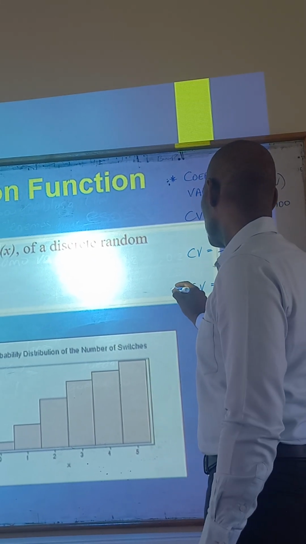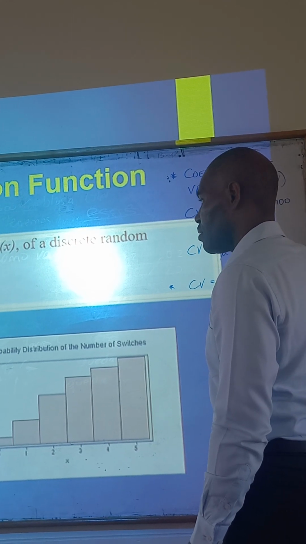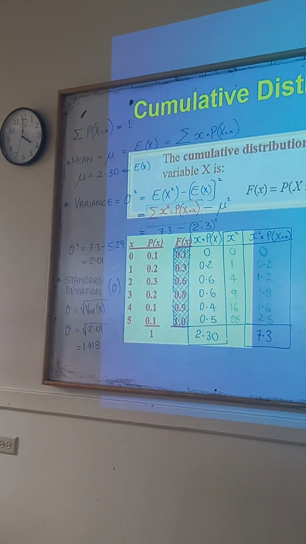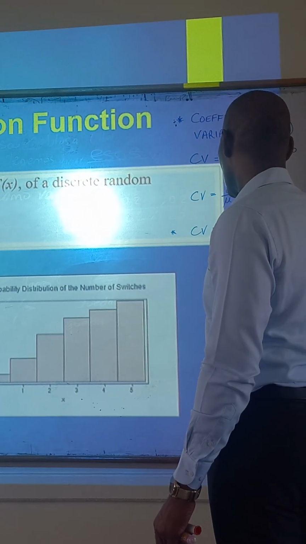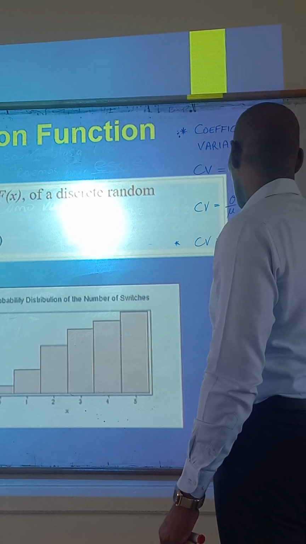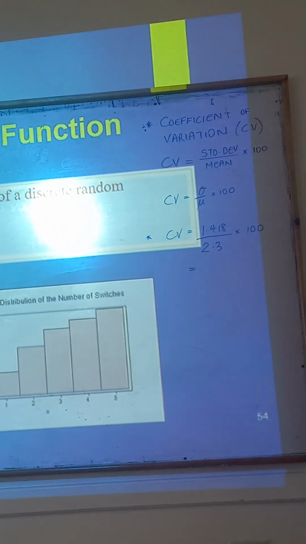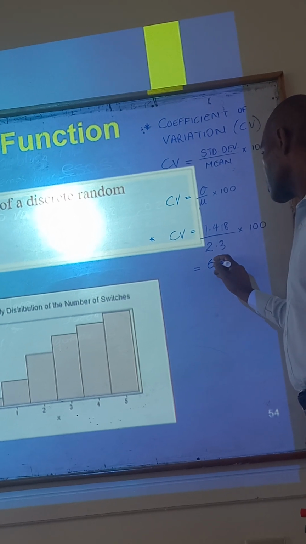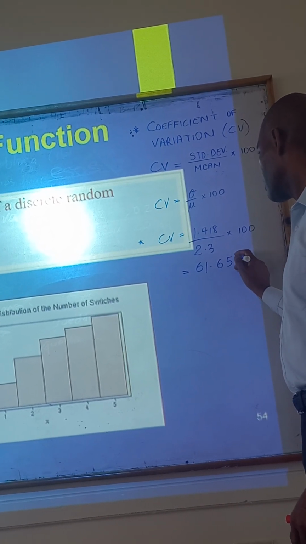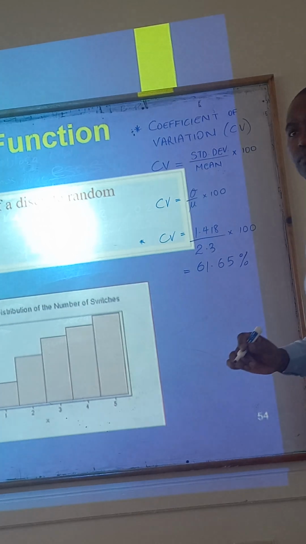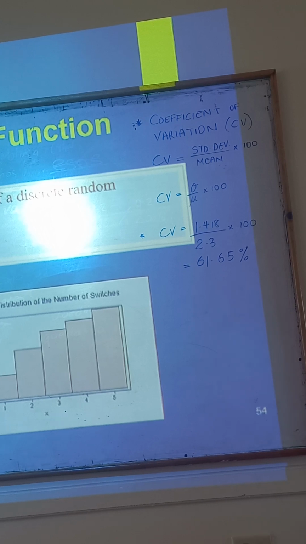In our example, my standard deviation will be 1.413 divided by the mean, 2.3, times 100. What's my result? 61.65%. That's the coefficient of variation.